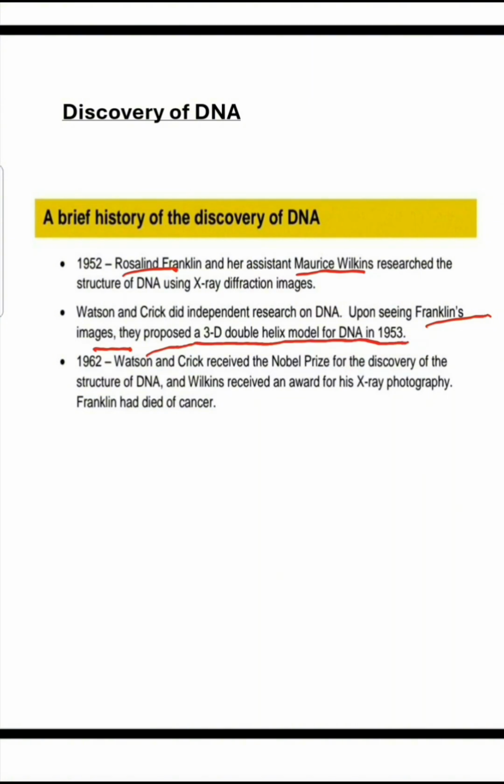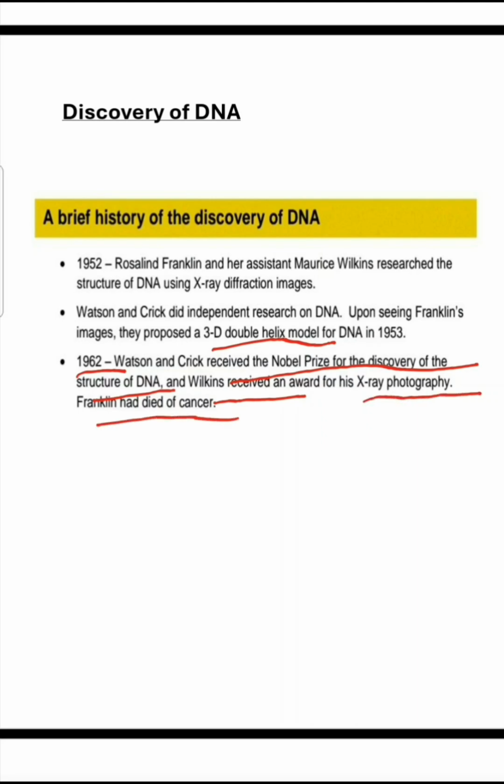for DNA in 1953. Okay, then in 1962, Watson and Crick received a Nobel Prize for the discovery of the structure of DNA. So they got a Nobel Prize for their 3D double helix model. And then Wilkins received an award for his X-ray photography. But then unfortunately, Franklin had died of cancer.